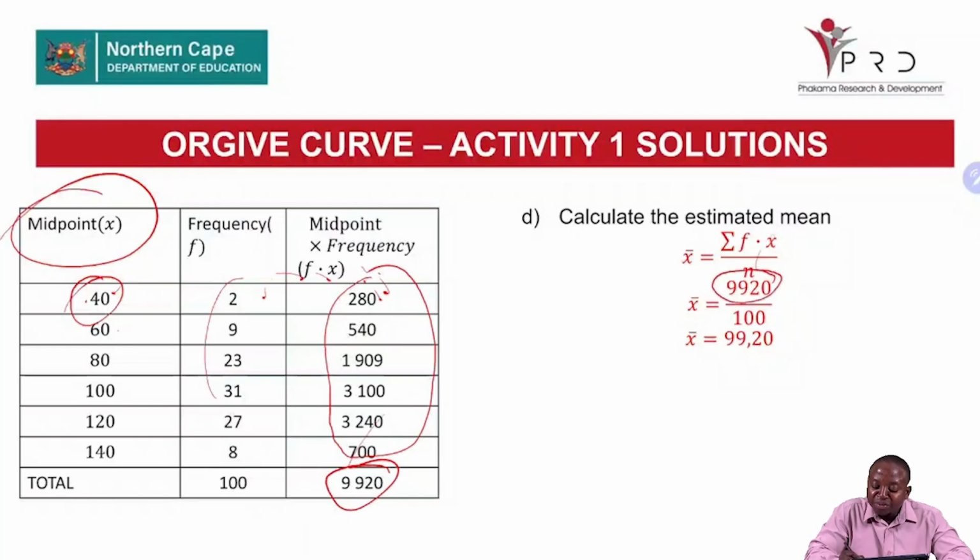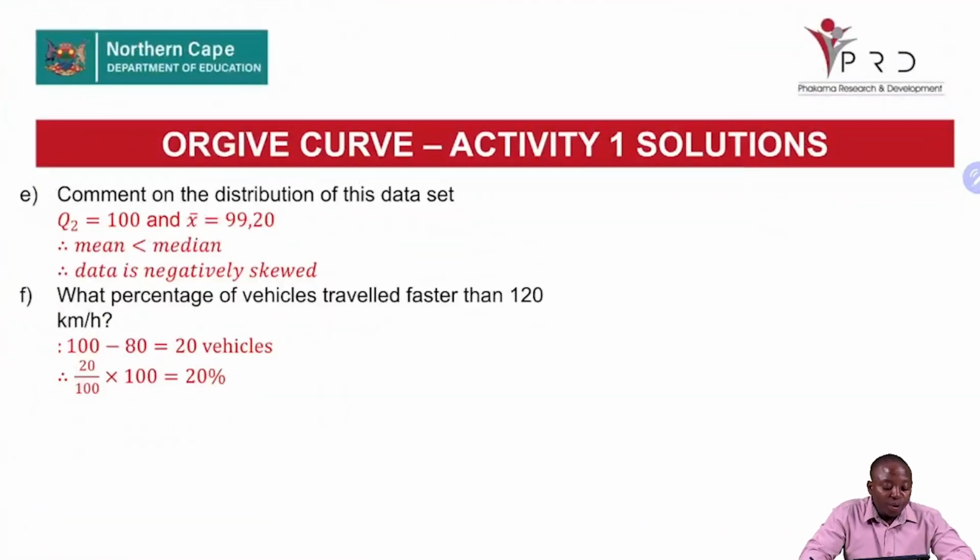So that is our top part, which is sigma f times x, all over 100, which is the total frequency. Then we get 99,2. Now, looking at number E. Number E says, comment on the distribution of this data.